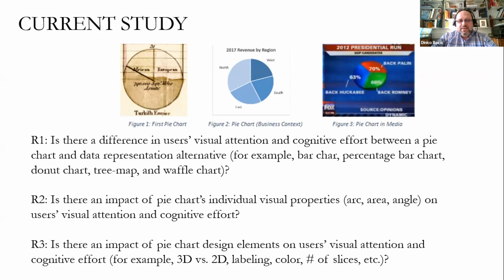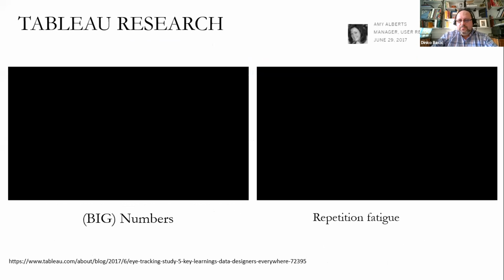I'm working with another student that's going to talk about pie charts, right? There's always a debate in our field. Are they effective? And what is the right way of using pie charts? So she's going to take a look at visual attention and cognitive effort between pie charts and alternative ways of looking at things like bar charts or waffle charts or tree maps. We're looking at what the cognitive effort is based on the property of a pie chart, arc, area, or angle, as well as certain features of a pie chart design. What if you do a 3D or 2D? What if you have labeling? You don't have labeling, right? So those are all different experiments we can do.